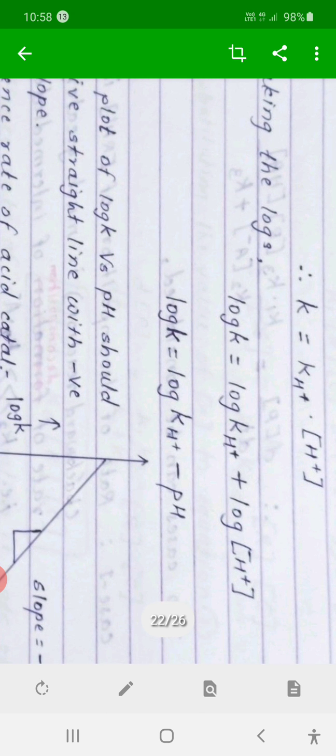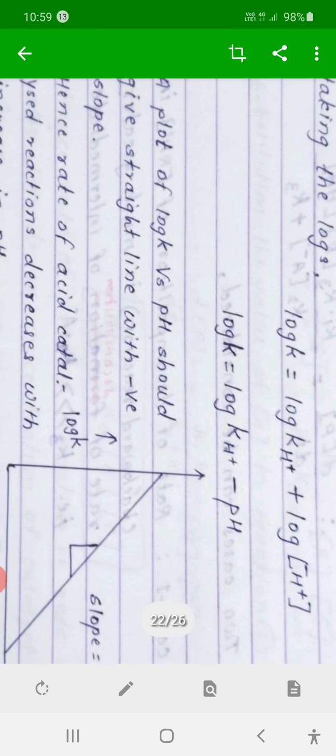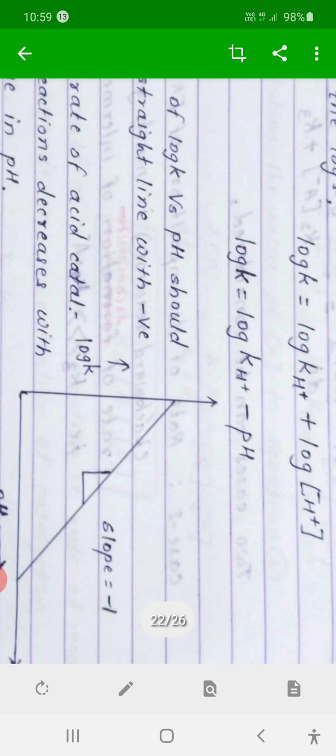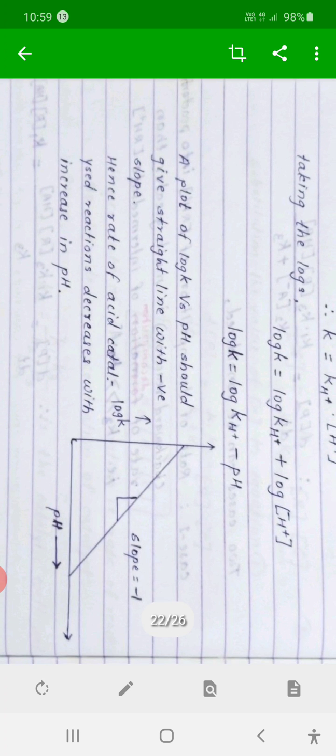Taking logs, log of K is equal to log of KH plus log of H plus. But minus log of H plus is pH, therefore this equation becomes log of K is equal to log of KH minus pH. Then if a plot of log of rate constant K versus pH is plotted, it will be a straight line with negative slope.